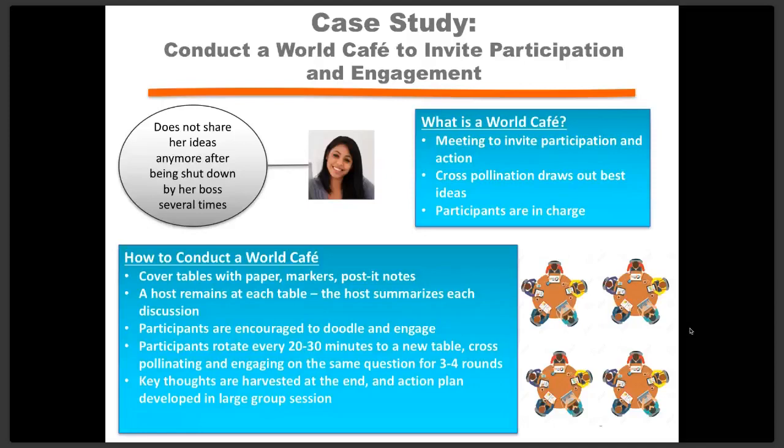And it's a really neat way to re-engage people. And it's a neat way to pull really great ideas out of the workers that you have. And it gets them re-engaged.